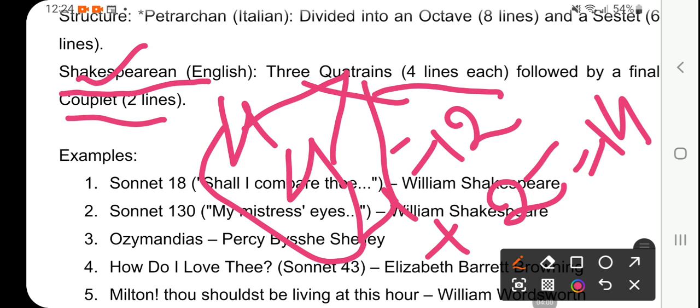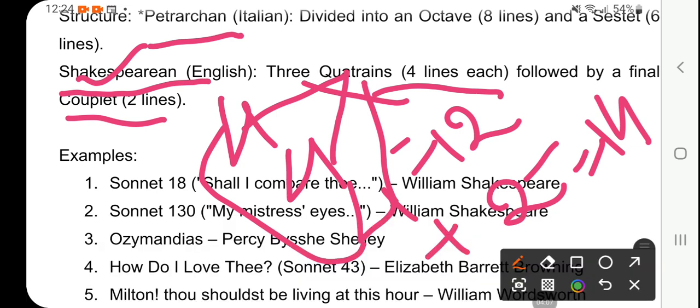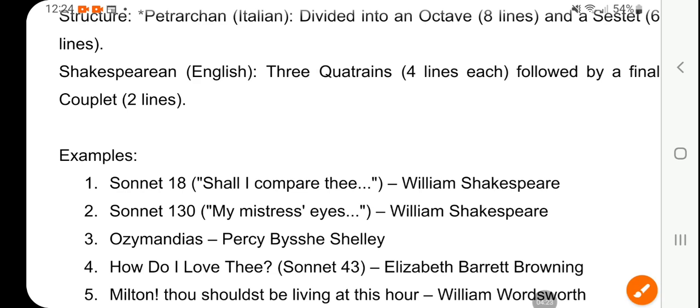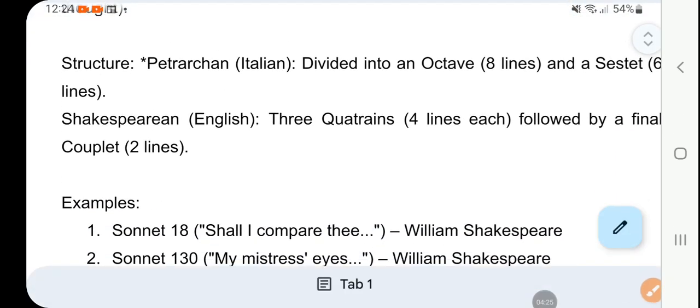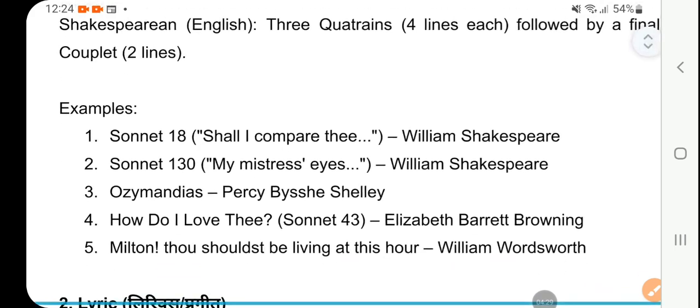An earlier one, which is the Petrarchan sonnet, the Italian style, is octave and sestet, right? Octave is 8 lines and sestet is 6 lines. This is called Petrarchan Italian sonnet. So sonnets are of two types. Structure of sonnet is either Petrarchan or Shakespearean, right?